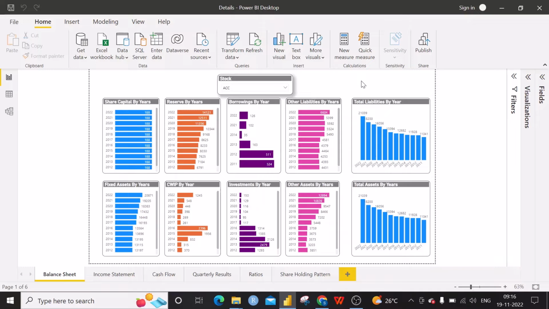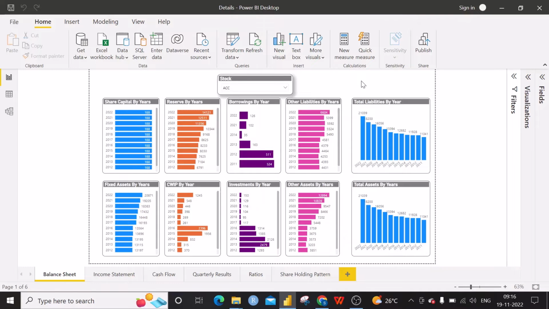The next one is investment by years. The investments are what ACC invests in other companies in the form of stocks, bonds, or real estate holdings, all those things. Initially, ACC invested a lot of money in other companies, but now it has reduced. At present, it is 150 crores in the year 2022.